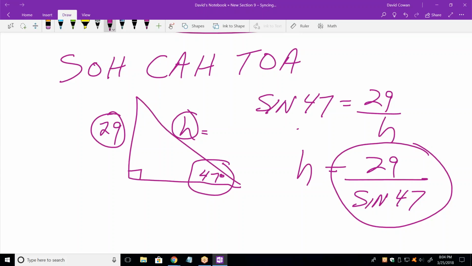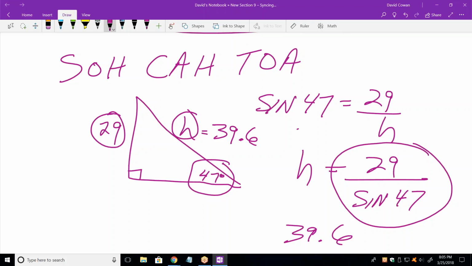Wait. Because the sine of 47 is the same, it's a constant. It's always that number. Yes. And you're going to get it from your calculator, so you want to divide? Yeah, and so that would be 39.6. Okay. Were there instructions as to how many decimal places you should round it off to? No. Okay. We'll just call it 39.6.